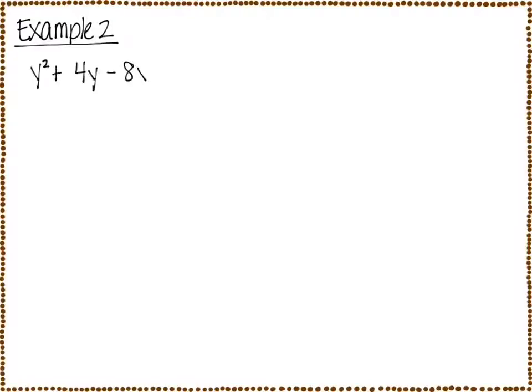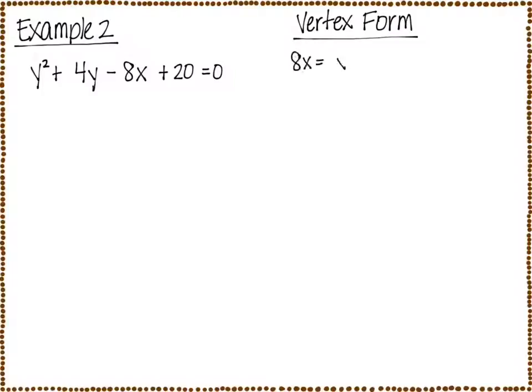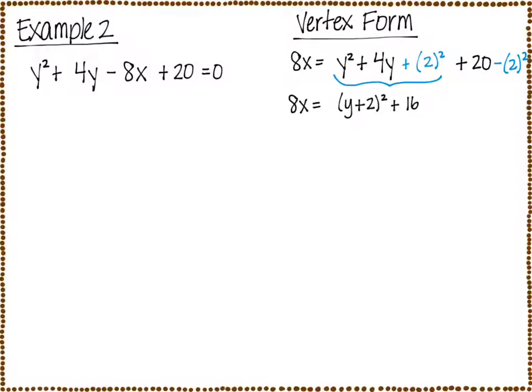Example 2. Again, it's written out in expanded form. We need to complete the square and get it into vertex form. So I get the x's on the left and the y's along with the number over on the right, leaving a gap to complete the square. I'm going to add 2 squared and subtract 2 squared, both add it and subtract it. I have the complete square, and 20 minus 4 is 16. Divide everything by 8, and I now have the parabola in vertex form, so I can find my h, k.